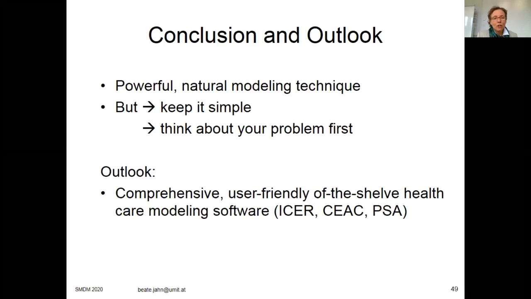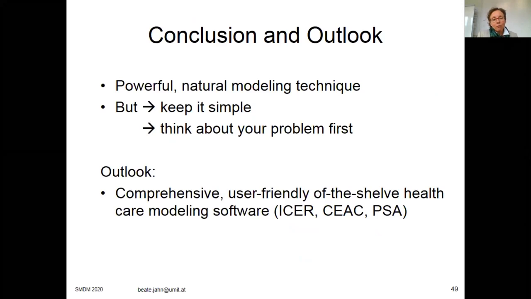So as a conclusion, discrete event simulation is a powerful approach that some people argue is a very natural modeling technique, but you have to keep in mind to always try to keep your models simple and think about your problem first.